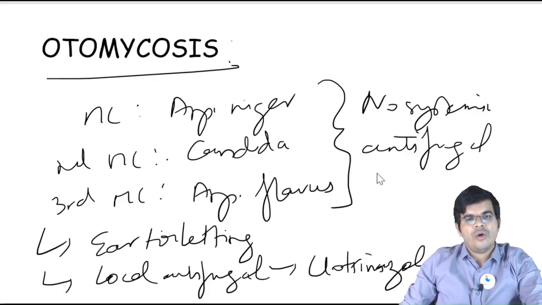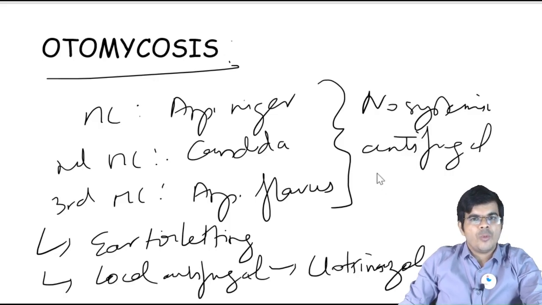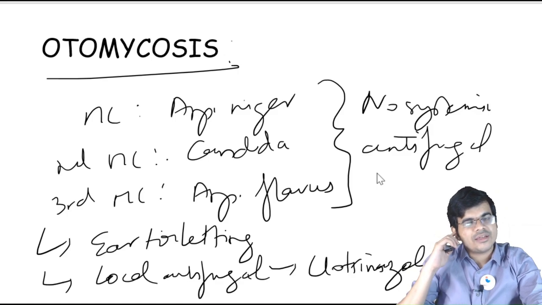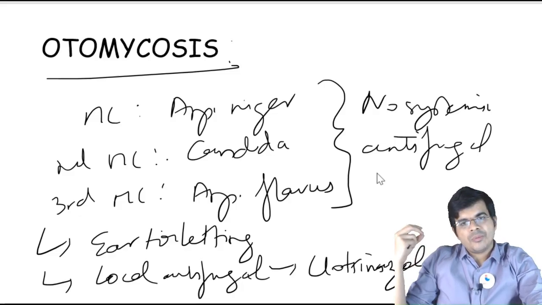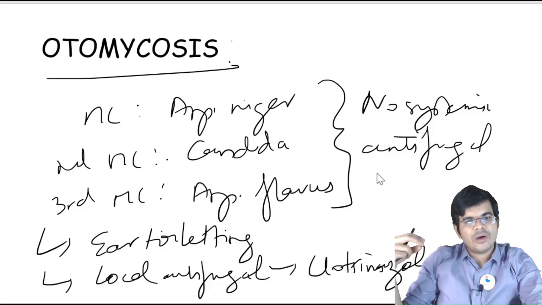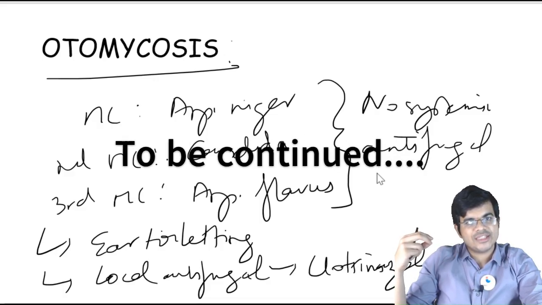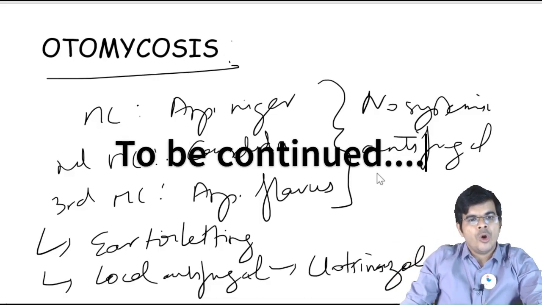Okay, now otomycosis is also seen when a patient is having a wet ear. Okay, that is in a patient with chronic otitis media, there is high chance of having otomycosis. And apart from that, when you are bathing or when you are swimming, if the water enters your ear, there is high chance of getting otomycosis. Okay, these are the predisposing factors for otomycosis.